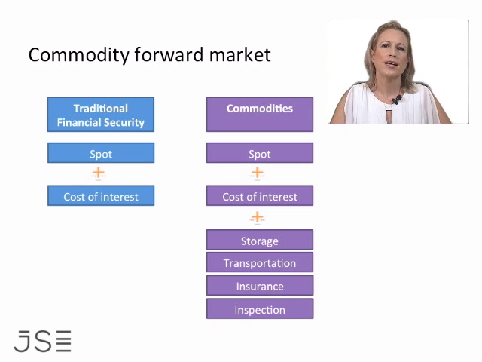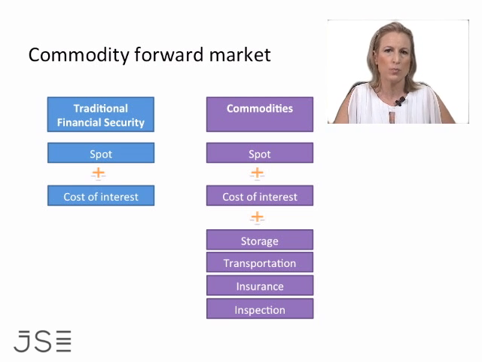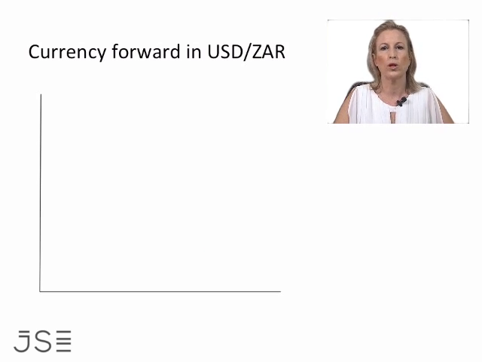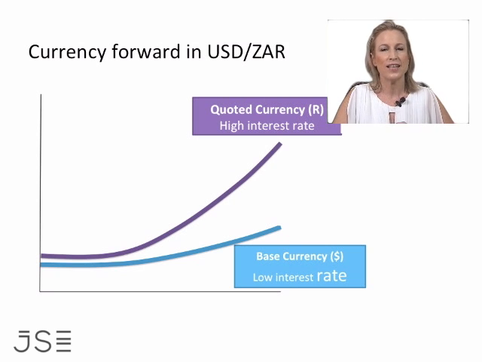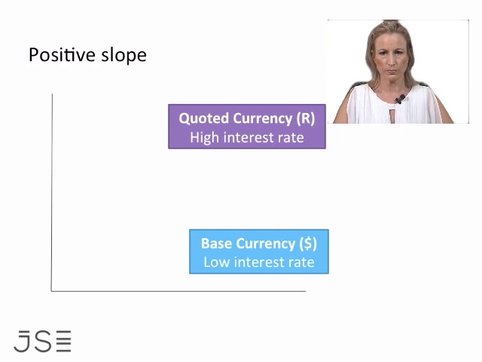For us to get a better sense of how commodity and typical financial security forwards differ, let's revisit the example of a dollar-rand forward. So, if you recall, in order to calculate the cost of interest, we need now to consider the interest differential between the two currencies. In the dollar-rand, we'll look at the base currency or the dollar interest rate and look at that compared to the terms or variable currency, which in the rand is a higher interest rate. From there, we can calculate the forward curve.